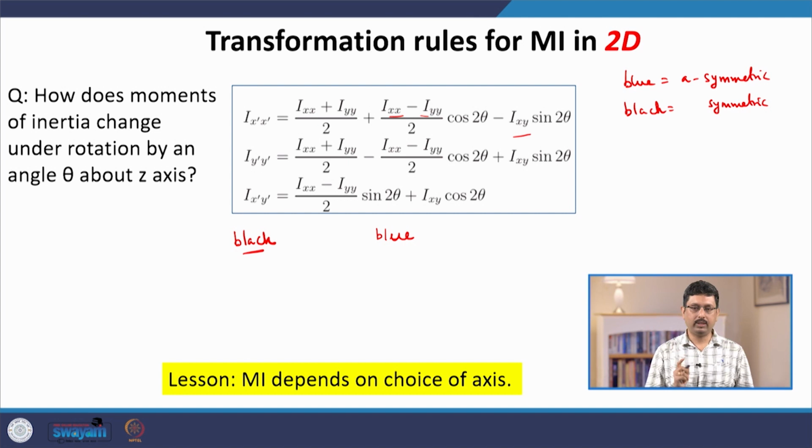So, here is our first lesson, that even if we have the same object and same origin, still the moment of inertia is not unique. This is something you should remember: it depends on our choice of the axis or choice of the reference frame.